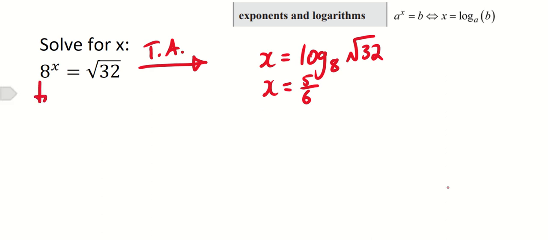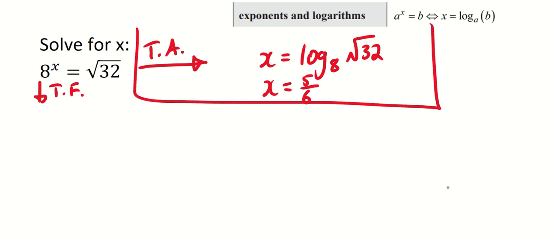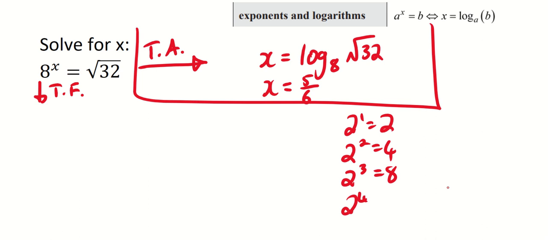If alternatively this is a tech-free question, then I've got to do a little trick. So we should recognize our powers of 2. So I'll just write a few of these out for us to remember. Just to get up to 32, may as well go a little bit more as well.